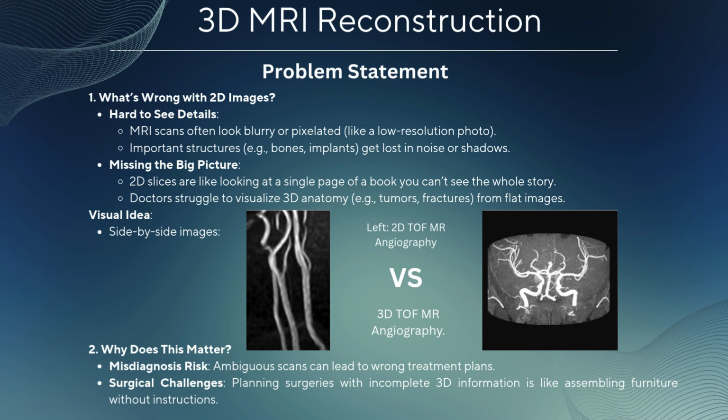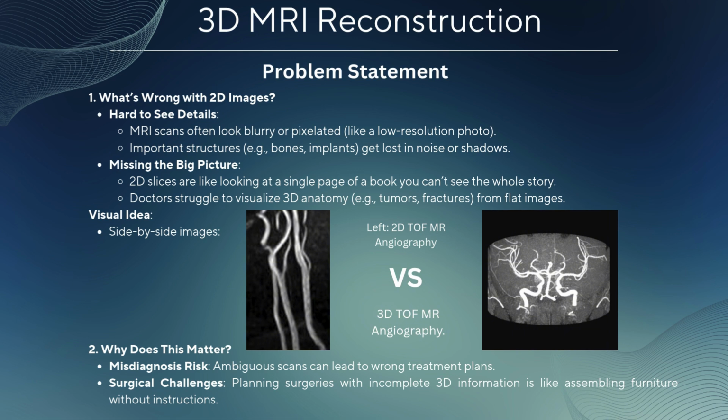2D slices are like reading a single page of a book. You might grasp part of the story, but you miss the full context. For doctors, this means struggling to visualize 3D anatomy, whether it's a tumor shape or the extent of a fracture, from flat, fragmented images. Here we see a striking comparison, where on the left you can see a 2D TOF MR angiography, and on the right is its 3D counterpart.